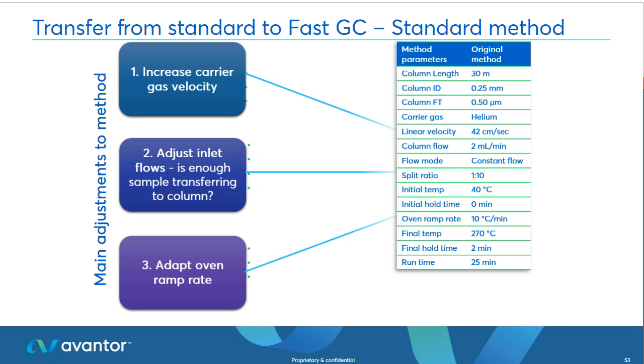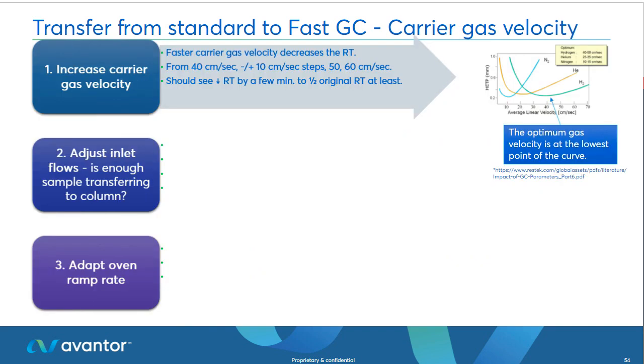When we increase the carrier gas linear velocity, this decreases the retention time. This is a way you can develop the method and run some tests. You can start from 40 centimeters per second, and then go plus or minus 10 centimeters per second steps. Maybe you can go to 50, 60 centimeters per second, maybe more. And then you can have a look at which one looks best.